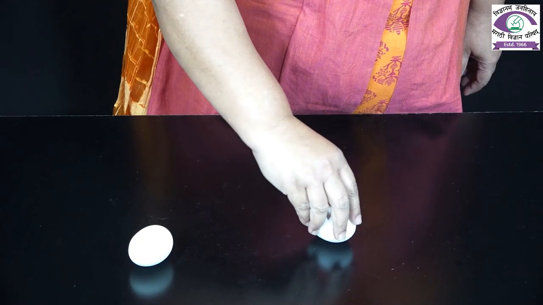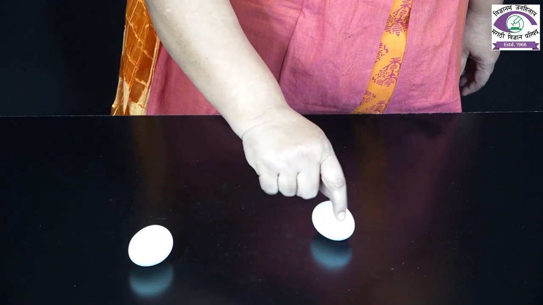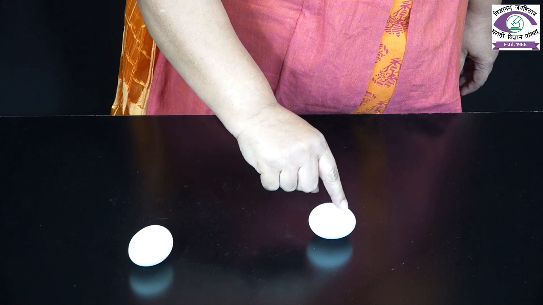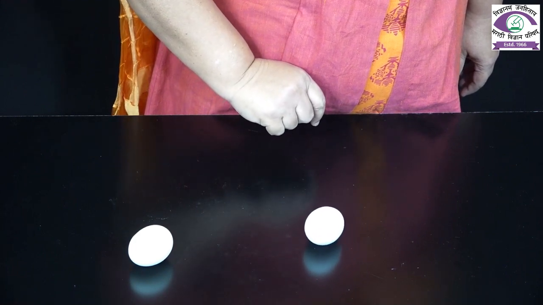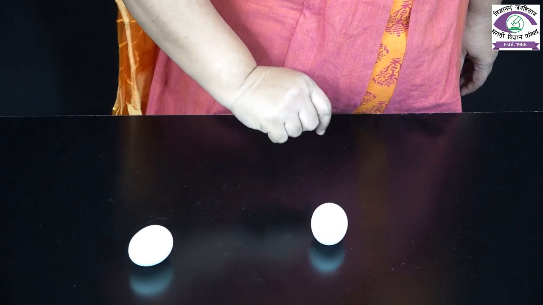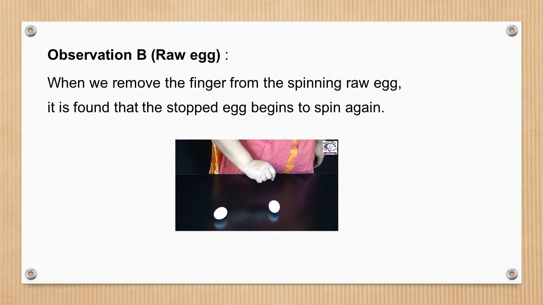Now give a good spin to the raw egg. As it spins, stop the egg by quickly putting your finger on the top of the egg. Then just quickly remove your finger. This action should be fast. Observe what happened to the motion of the egg and record it. It is found that the stopped egg begins to spin again.